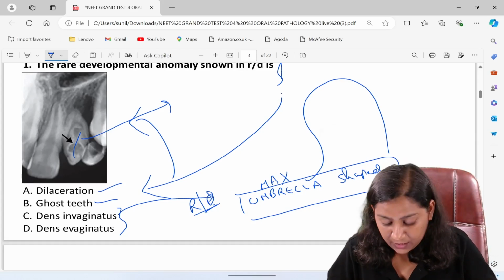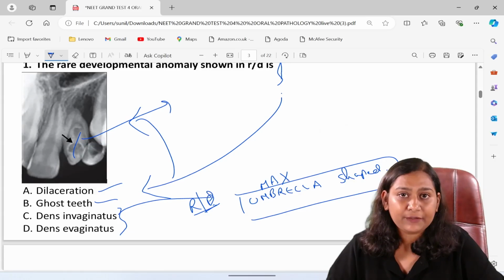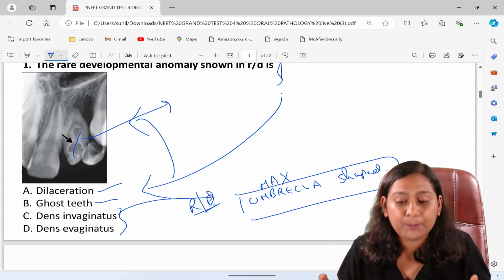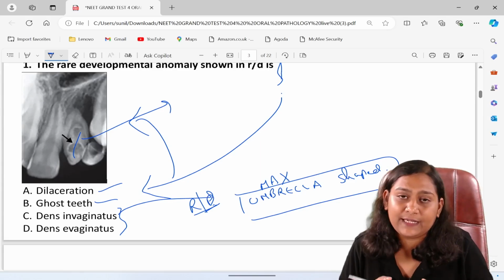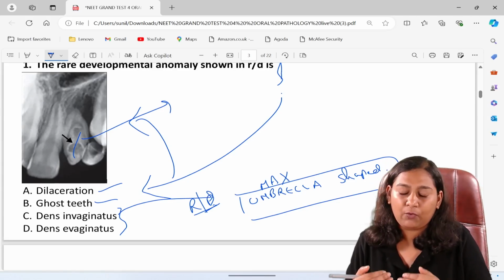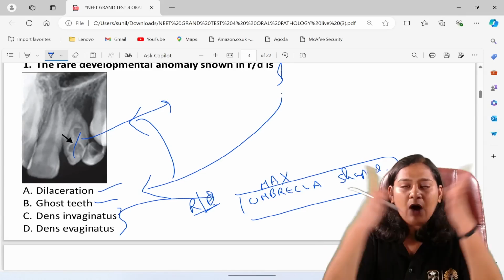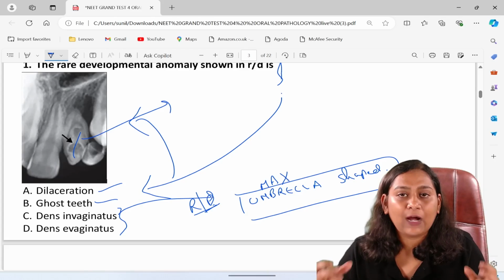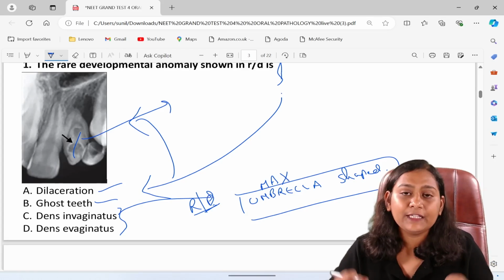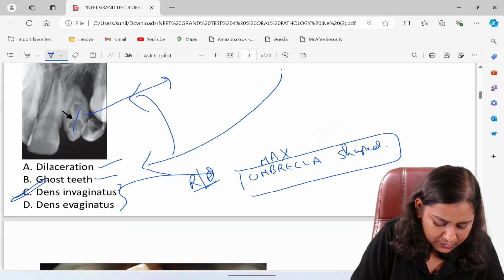Now how does it occur? When we see the developmental stages of the tooth, it results from the downward proliferation of the inner enamel epithelium into the dental papilla, while dens evaginatus is like an outward extension of the enamel organ. So this is downward proliferation of a portion of the inner enamel epithelium into the dental papilla. So here the answer is invaginatus.